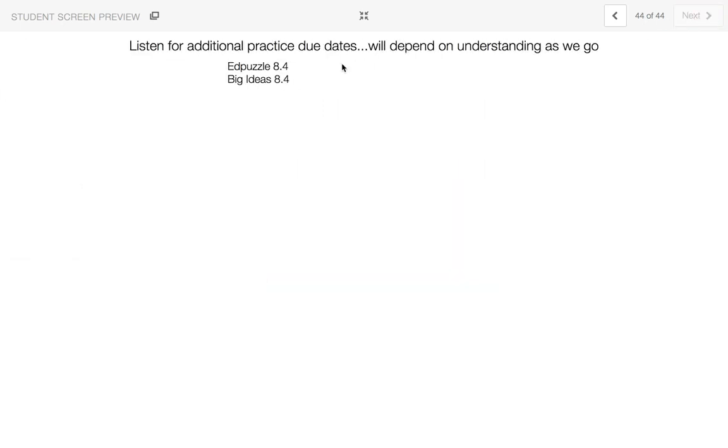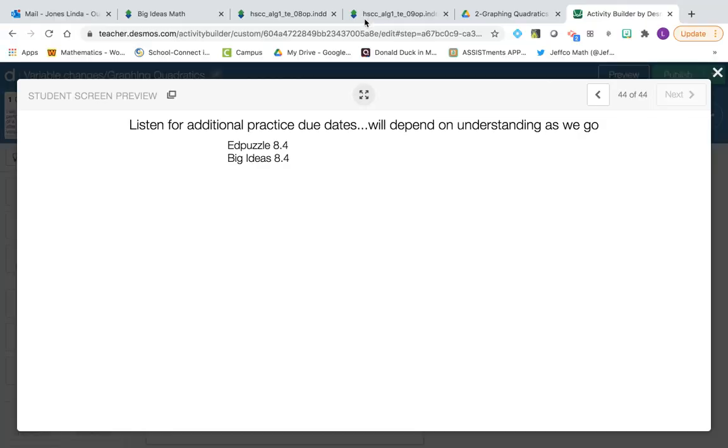The next thing you'll have is the big idea 8.4. So fantastic job.